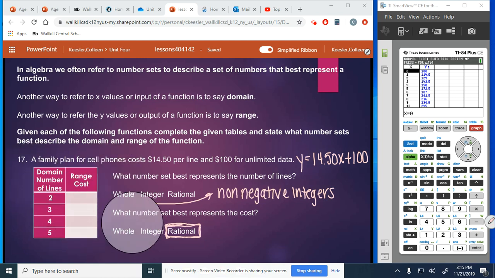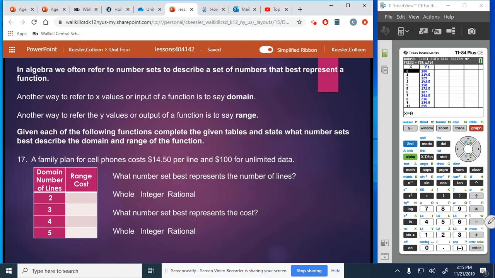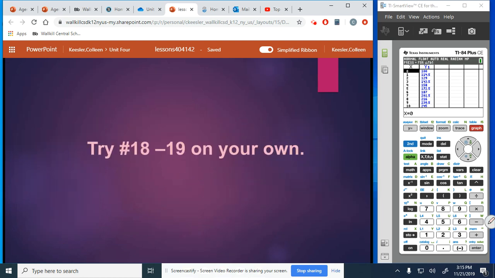All right, so again, you're going to be on your own taking a look at 18 and 19. Check in with me before going on to your exit ticket and your homework.